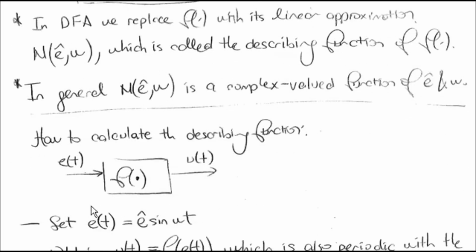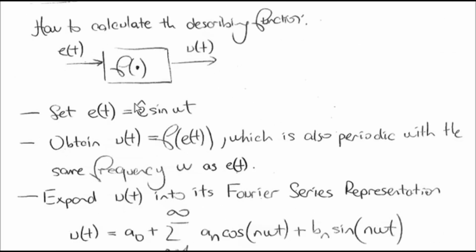Now let us look at how to calculate the describing function of a nonlinearity. For this purpose, we are considering a single nonlinearity here with the input E of t and the output U of t. The procedure to obtain the describing function of a nonlinearity is pretty straightforward. The first thing that we do is to set E of t to a sinusoid: E of t equals E hat, some amplitude, times sine omega t.